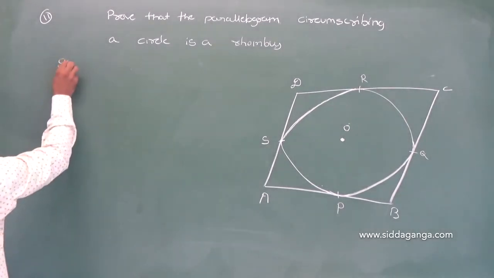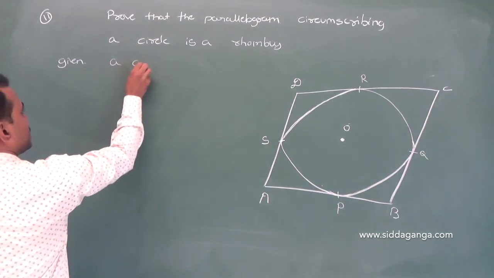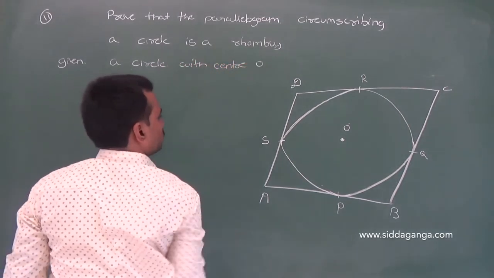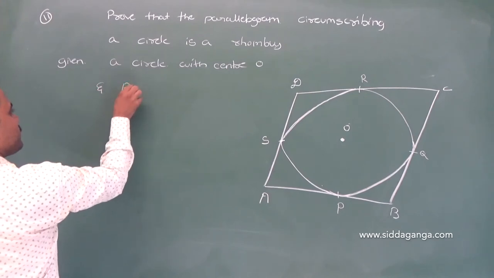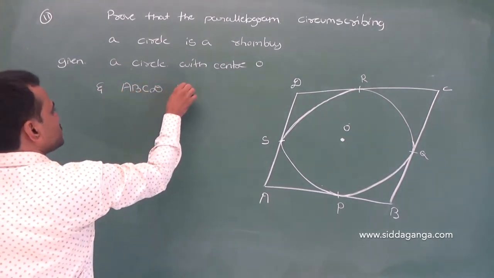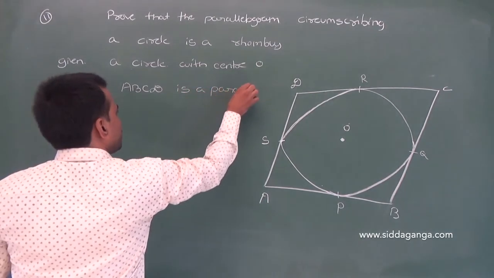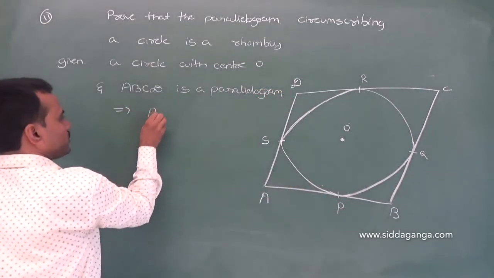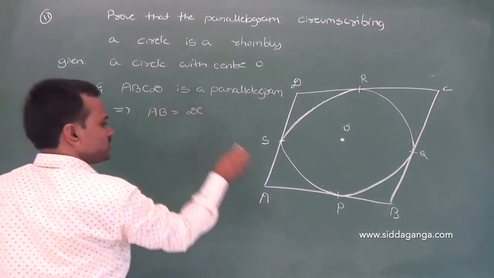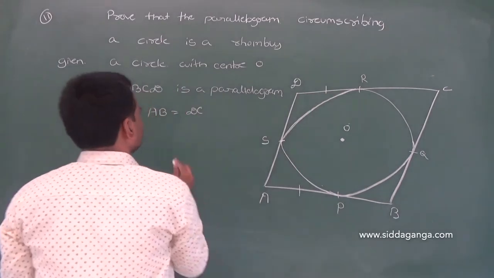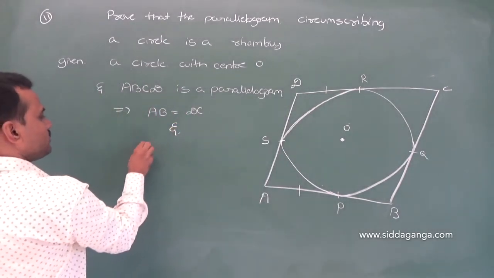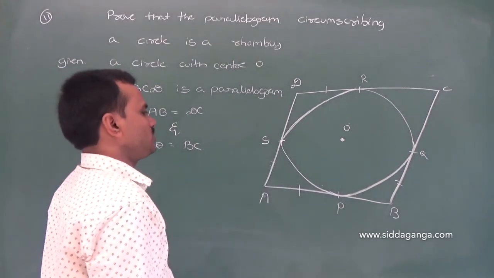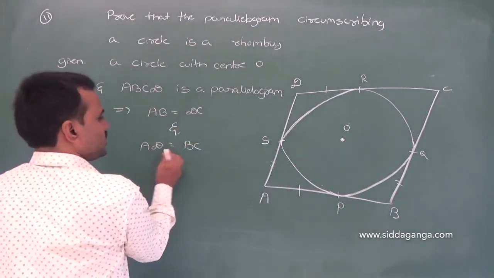So, given a circle with center O and ABCD is a parallelogram, that implies opposite sides are equal. AB is equal to DC and AD is equal to BC. Okay, AD is equal to what? BC. AB is equal to DC, AD is equal to BC.